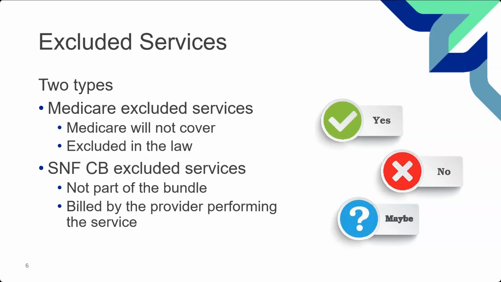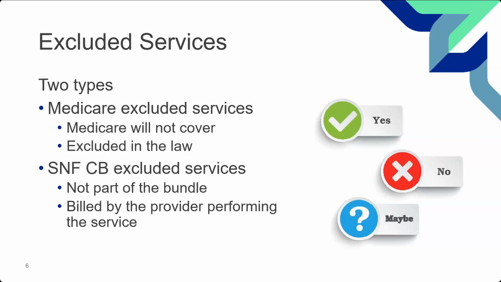This is different than a skilled nursing facility consolidated billing excluded service, or SNF CB excluded service. The reason that this is different, it says that SNF CB means the skilled nursing facility is billed or not billed for the service. If the skilled nursing facility is billed for a service that is medically necessary and is not excluded for coverage, they will bill Medicare, and it will become part of their prospective payment. If not, then you as an external provider can bill Medicare.